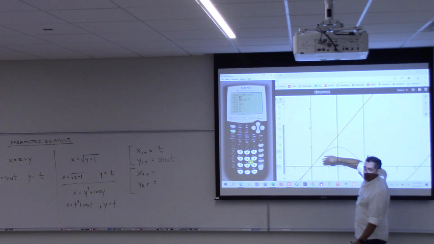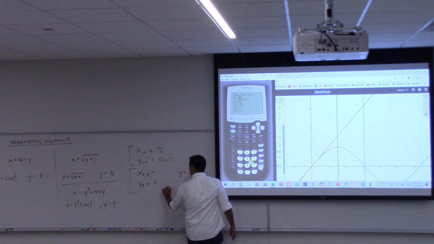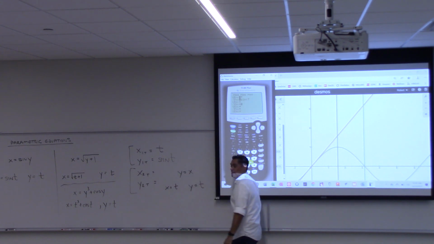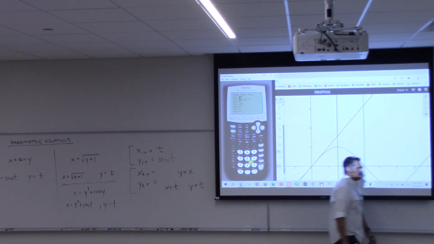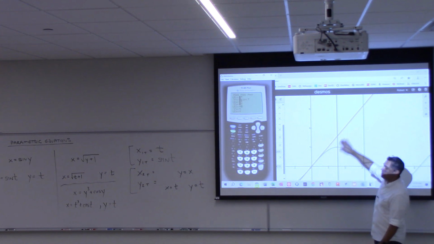Now I need y equals x, right? How do you graph y equals x using parametric? So you let x be what and y be what? T and t, right? You let them both be t, and you're going to get y equals x. So I'm going to go here, and let's go t, and then t. That should get us the red one.